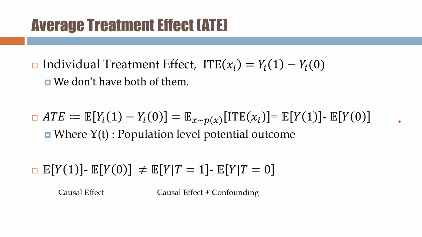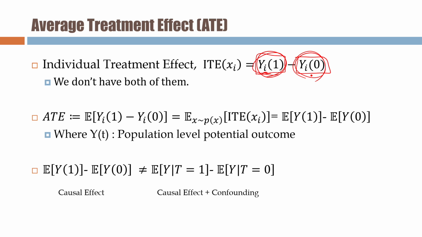So average treatment effect, we already saw it, but the individual treatment effect is for a specific person: what would happen if we treat him, and what would happen if we don't treat him. If you calculate the difference, that is the individual treatment effect. Of course, we don't have both. We have only one of them, here or here. It depends on the data, but we have only one of them.